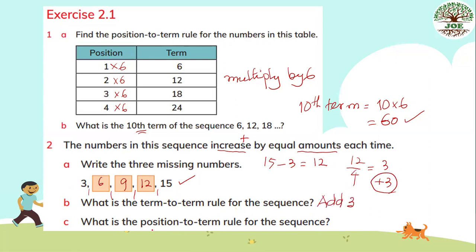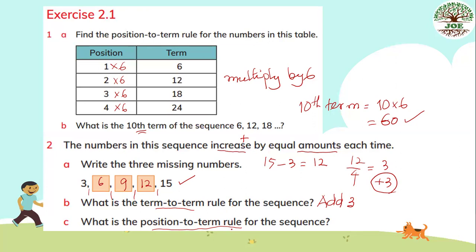And what is the position-to-term rule? The difference between the term-to-term rule and the position-to-term rule is, with the term-to-term rule, we can find only the successive term, or next term. But if we use the position-to-term rule, we can find any term anywhere.